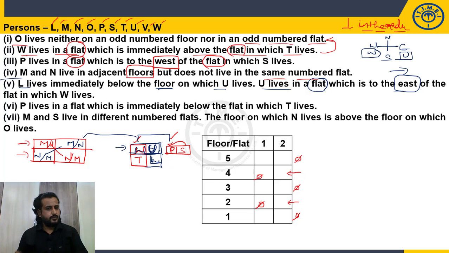Any confusion? No. Fine. What is the next statement? We are able to combine these two. But where this W, T, L will come in the arrangement, that we don't know. Alright. Again, it is having so many possibilities.